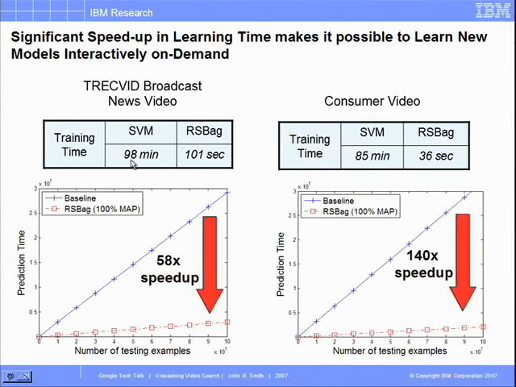The real important result, though, is the efficiency gain by just using these random subspace bags, and we can reduce our training time significantly. Actually, no, I'm sorry, this is the reduction in training time. So typically on the order of 60 to 1, 98 minutes to just 100 seconds to learn a full set of models from a training corpus. And this is about 40 models that were learned here, and also on consumer video.